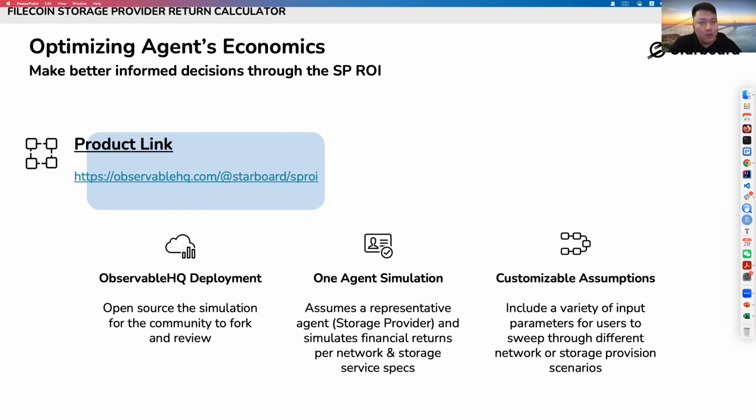We do include a variety of input parameters, as you can see from the product. I'll show you in later slides as well. It can seem a bit daunting at first, but the main reason we still keep a variety of parameters there is that we really want users to sweep through different network or storage provider simulation business scenarios. We really want to make this robust for you guys to see parameters and understand different forecasts.